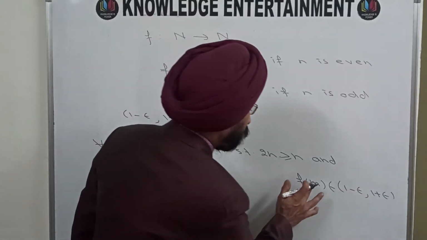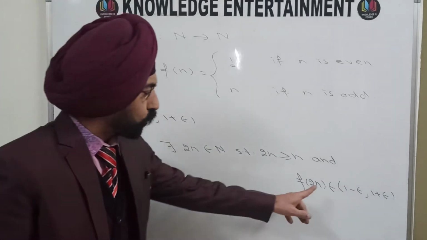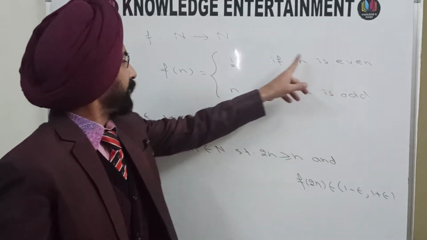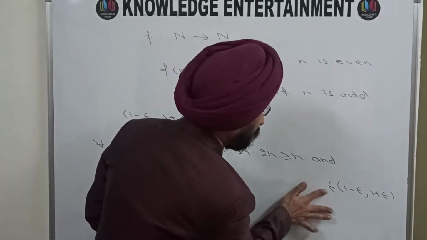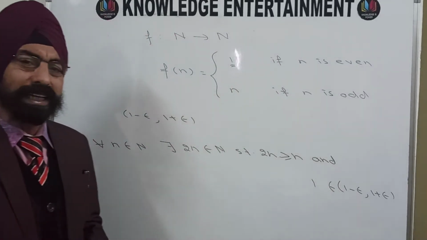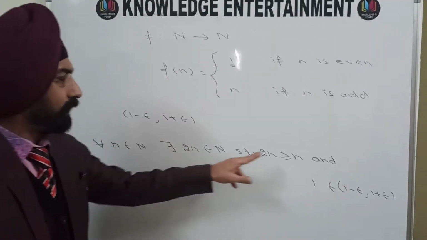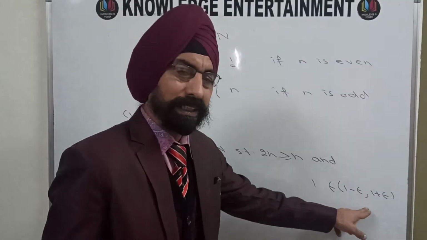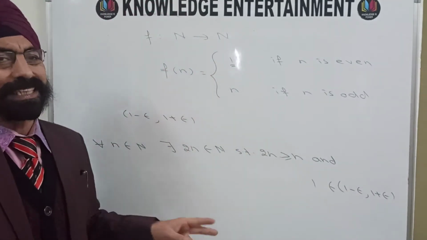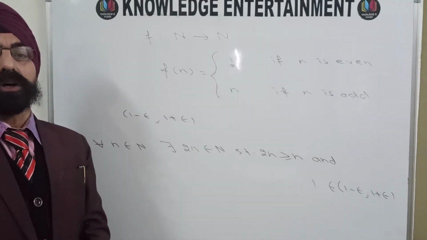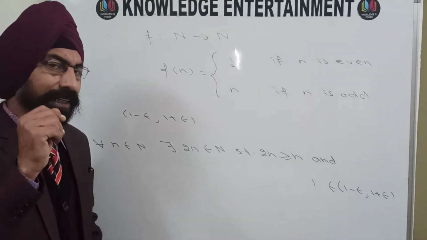And f of 2n. What is f of 2n? Since 2n is an even number, and for an even number the image of the net is 1, this is your 1. And now it is very clear that it is true. For every n belonging to the set of natural numbers, there exists 2n, which is greater than or equal to n, and 1 belongs to this interval 1 minus epsilon, 1 plus epsilon. So that means this 1 is a cluster point of this net. So this is a net having only one cluster point, a unique cluster point.